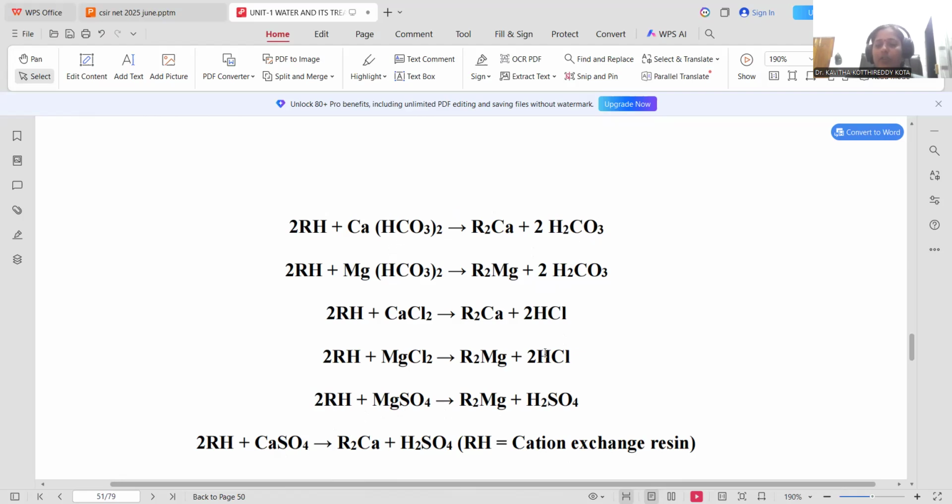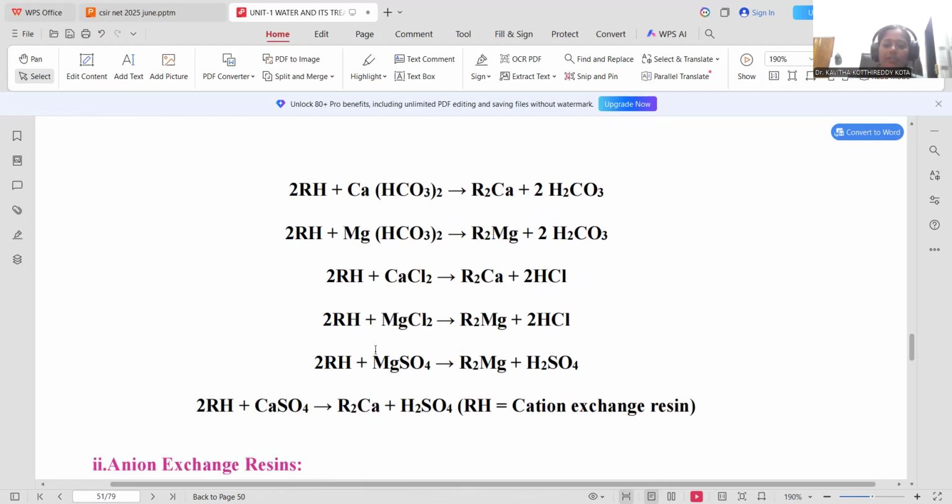Carbonic acid in case of bicarbonates, hydrochloric acid in case of chlorides, sulfuric acid in case of sulfate kind of anions if present in the water. This is the way cation exchange is completed. Now water is becoming acidic because acids are released into the water.